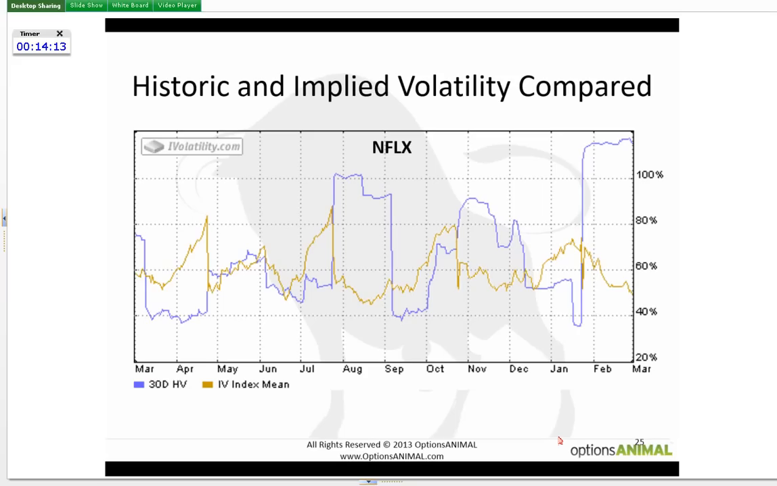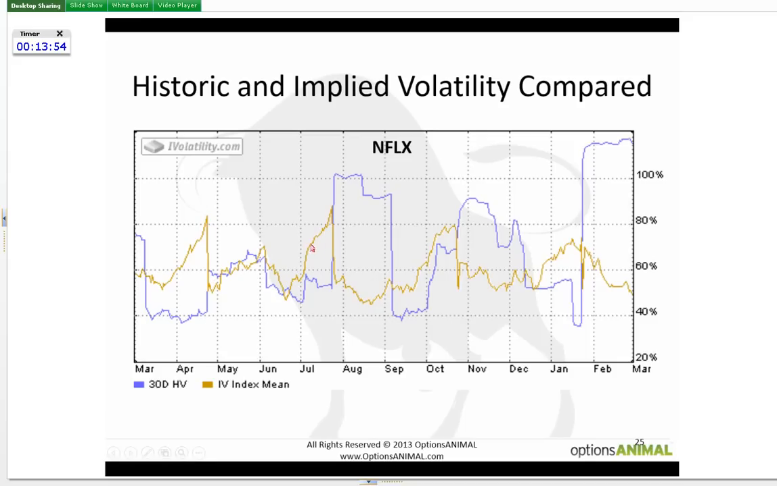So now what about the two things we just talked about? We just talked about historic volatility and implied volatility. Now, iVolatility.com is just one source. There's a number of other places out there that have these charts that show the gold line is the rise in implied volatility. The purple line is the historic volatility.